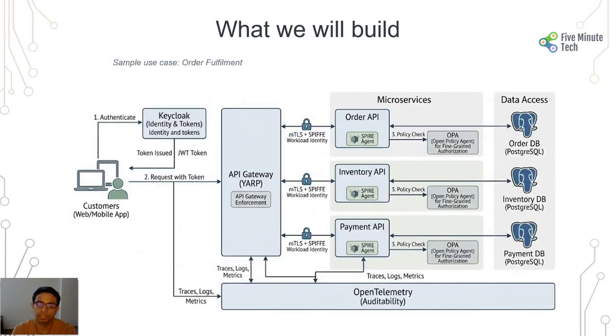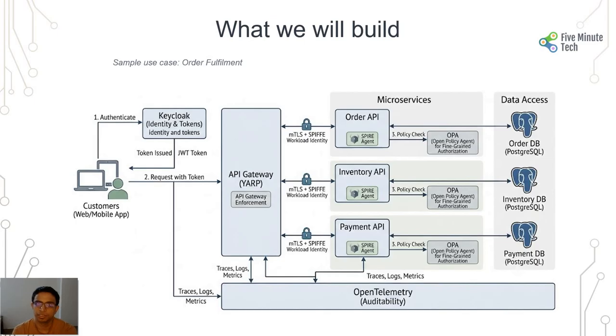So what are we building? In this video, we will be doing a simple order fulfillment platform. We will be using .NET microservices for this implementation. A user creates an order through a web client. The request reaches a YARP gateway, and the order API validates the token again, checks the internet access, asks OPA for a fine-grained decision, persists the order, and then calls inventory and payment using separate service identities.